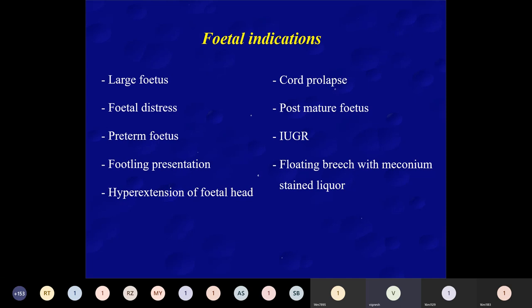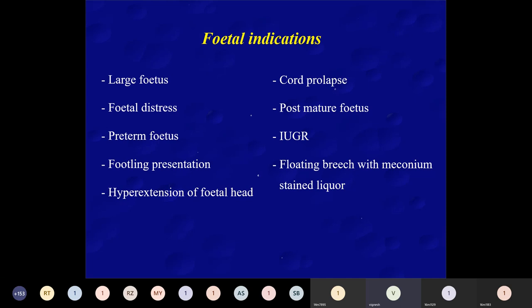Again, when there is hyperextension, naturally the engaging diameter will be large and it is difficult to deliver. So the head has to be in a flexed attitude so that your suboccipitobregmatic diameter will come into the pelvis and that can be delivered easily. Otherwise, there will be difficulty in delivery of the baby and you may lose the baby, or there can be severe morbidity in the baby.